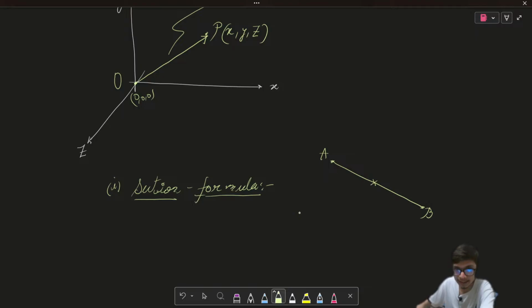Now, please note that there are two formulas for a line segment, where the point which divides the line segment may lie on the line segment or maybe somewhere outside as well, right? So based on the internal or external presence of this point, we can definitely have two different formulas, right? So I'm going to discuss first the internal division. Okay, so let us discuss the internal division, right?